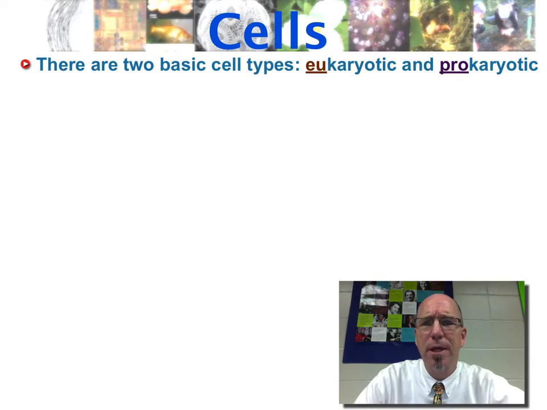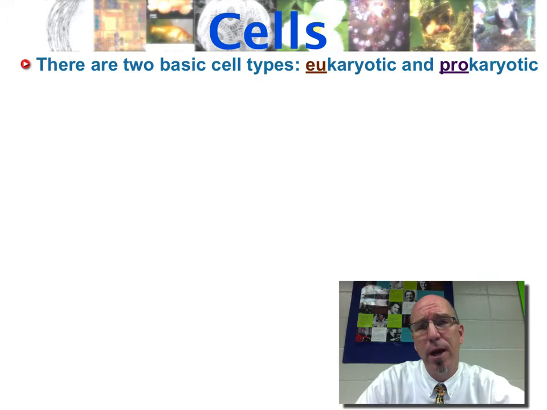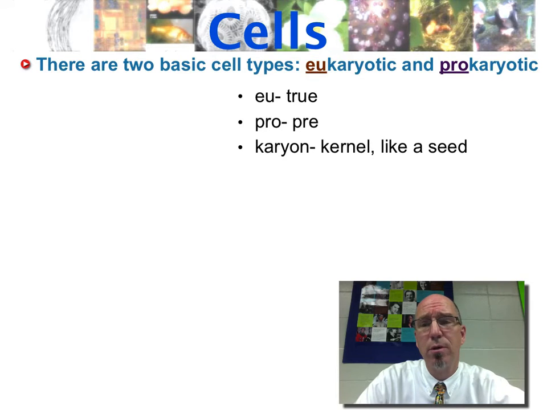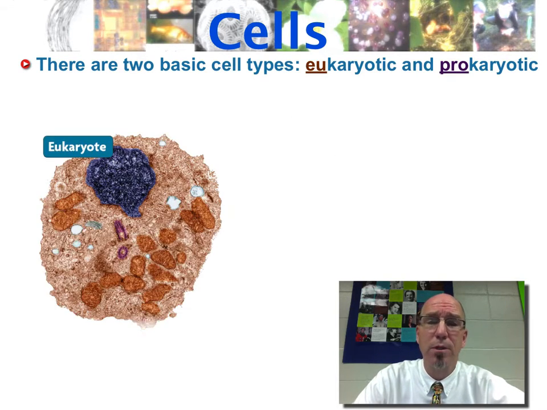Well, if we talk about the kind of cells that you and I are made of, there are two basic kinds of cells. There are eukaryotic and prokaryotic cells. Eukaryotic means true nucleated. Prokaryotic means pre-nucleated. You and I are made of eukaryotic cells. Anything with a nucleus is eukaryotic. Anything without is prokaryotic. So let's talk about that.